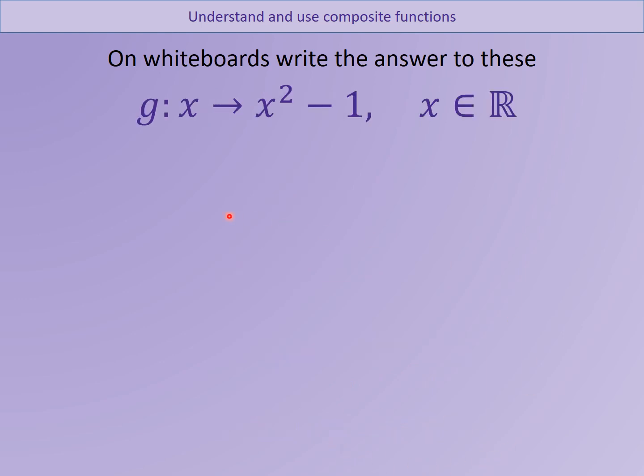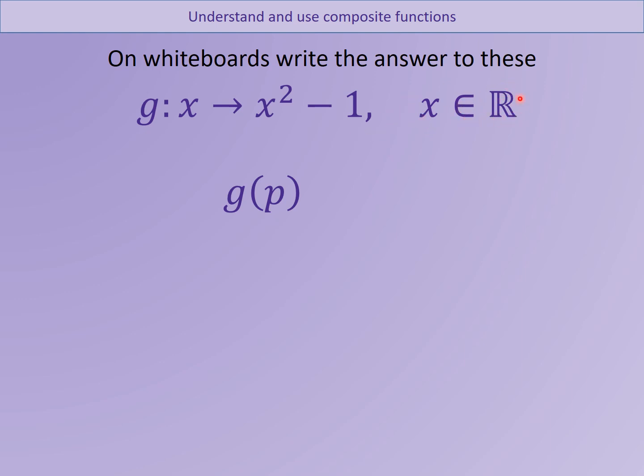Okay, so I want you to have a go at this. What do you get for G of P? You want to pause it, have a quick go yourselves. Right, don't get thrown by the notation. So the examiner will expect you to understand this notation. It says we've got a function G, and what it does to the variable x is this. It squares it, it takes 1 away from it. It takes whatever your variable is, it squares it, and it takes 1 away from it, where x belongs to the real numbers. That's what this part is.